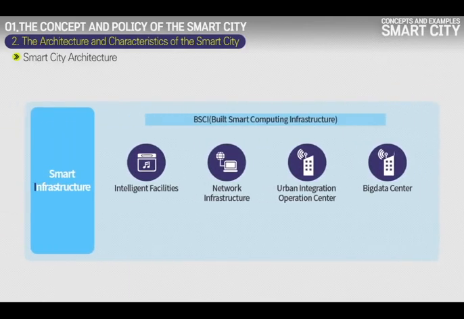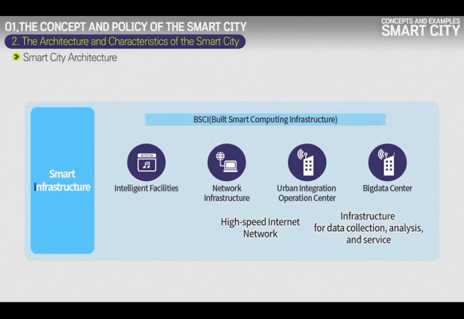Network infrastructure means a high-speed internet network, and the Urban Integration Operations Center and Big Data Center are an infrastructure that acts as the brain of the city, that collects and analyzes data generated in the city and provides the services citizens need in real time.